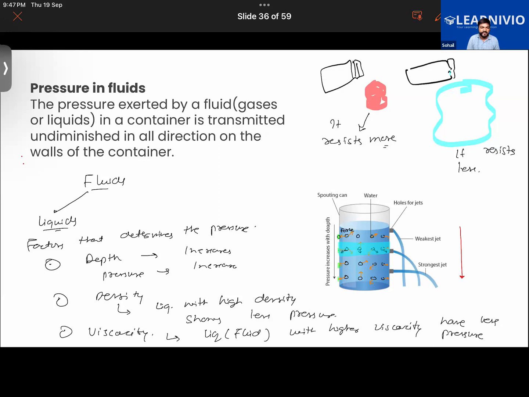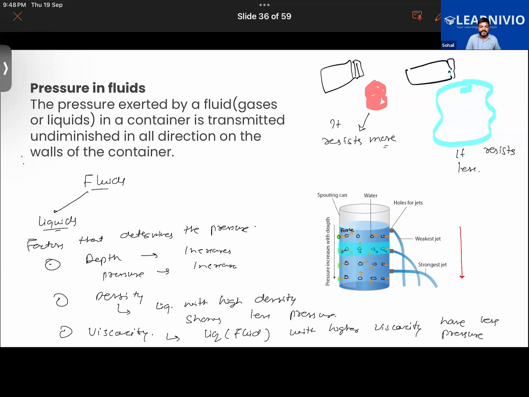Another factor that will determine the pressure is the temperature also. Now take the same example. Let us say we have taken a honey which is cold and a hot honey. We have warmed the honey. Now the warm honey will be flowing more. Try to understand this. Warm honey will offer less resistance to flow, while the cold honey will be offering more resistance. Getting what I'm trying to say? So temperature also determines the pressure in a fluid.